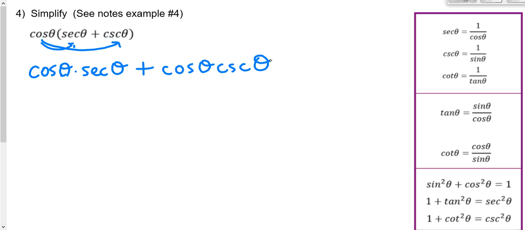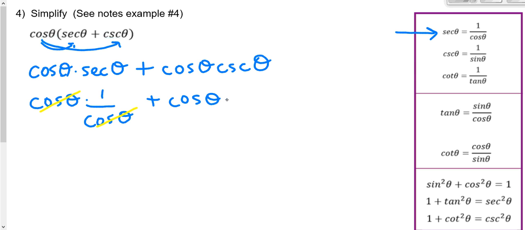Okay, now how can we simplify each of these? Remember that secant and cosine are reciprocals. When you multiply reciprocals, you get 1. That's one way to think of it. Another way to think of it is to replace secant theta with 1 over cosine theta, and you'll notice that you can cancel the cosine thetas from the top and the bottom. And then for the other one, let's replace cosecant theta with 1 over sine theta. So our first term is just 1. And then for our second term, we have cosine theta over sine theta.